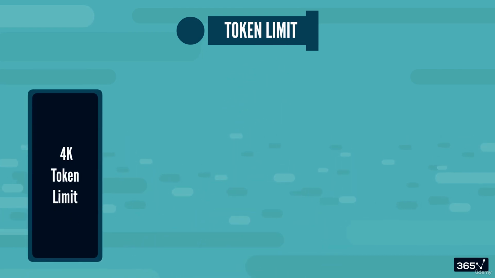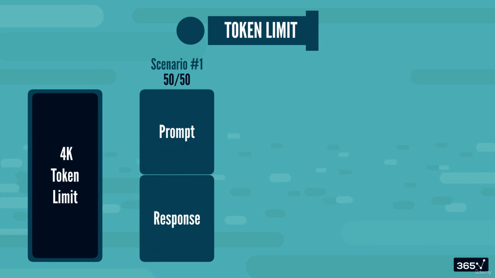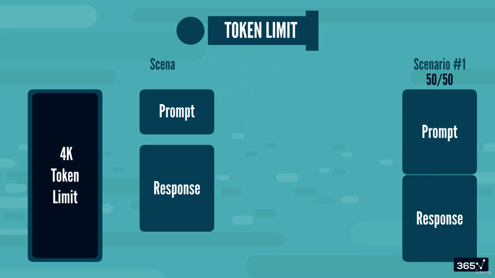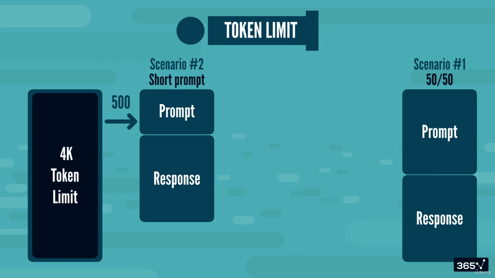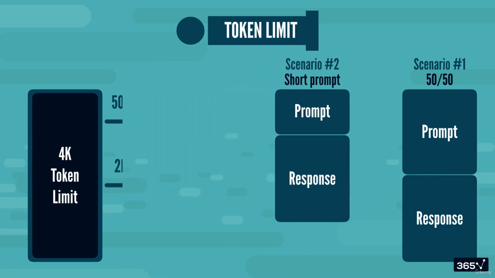Imagine you're working with a limit of 4,000 tokens. In a scenario where the prompt and the response each take up 50% of the token limit, both would be allocated around 2,000 tokens, enough for a detailed prompt and a complete response. That would be your ideal situation. With a short prompt, say around 500 tokens, most of those 4,000 tokens could be used for the model's response. This arrangement suits cases where the question or instructions are straightforward and the desired output is larger.